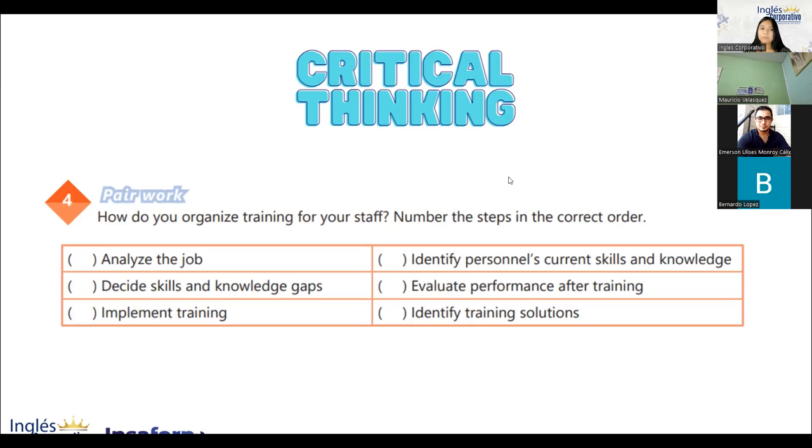Okay. After this, cuando usted ha identificado las habilidades que tiene y el conocimiento, ¿qué hace? Implement training. You implement the training, okay? Cuando ya implementa el training, ¿qué es lo que sigue?